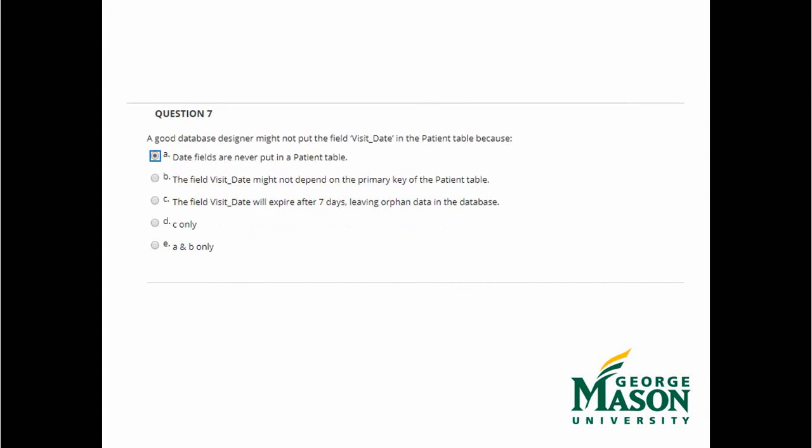The last question in our assignment states that a good database designer might not put the field visit date in the patient table because date fields do not relate to defining the patient.